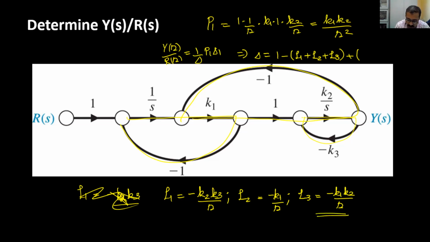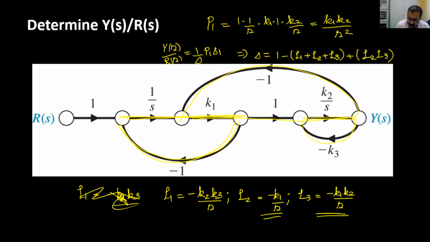This L3 and L2. They don't touch, right? L3 and L2. L2 is minus K1 by S. This is L2, right? Minus K1 by S, and L3 is this thing, the last loop. Okay, so I can write L2, L3. Okay, so what do you get if you just substitute?